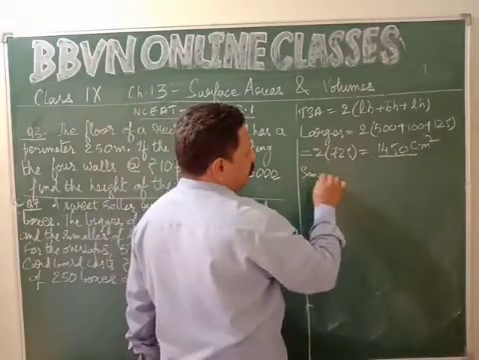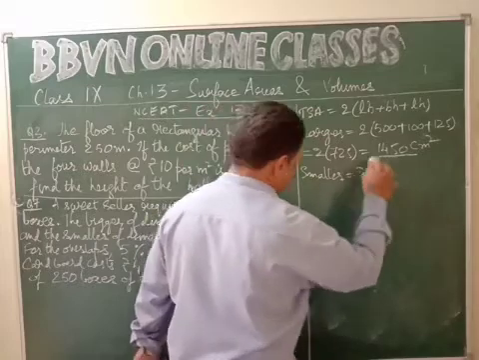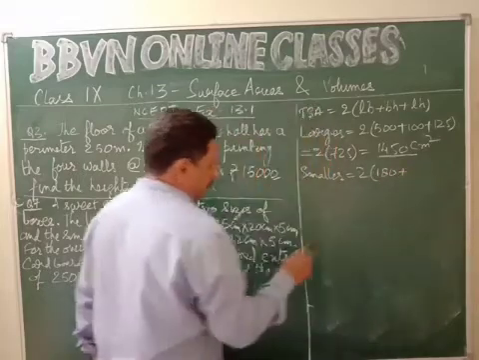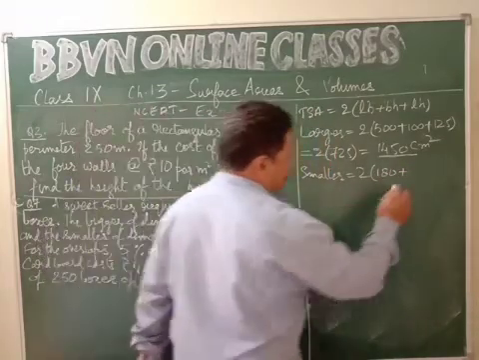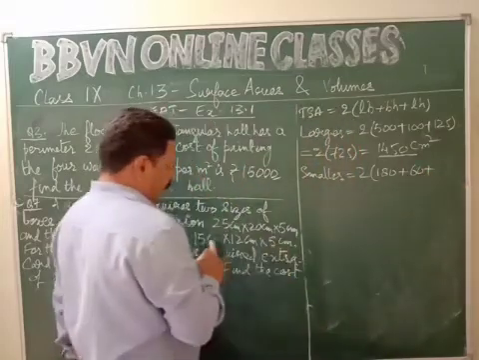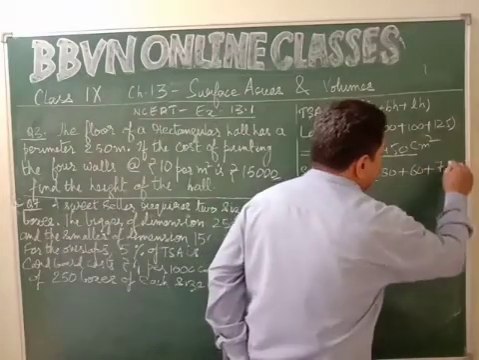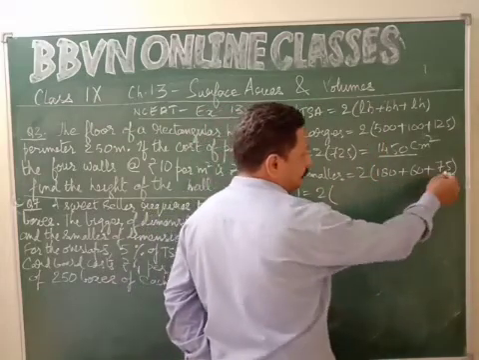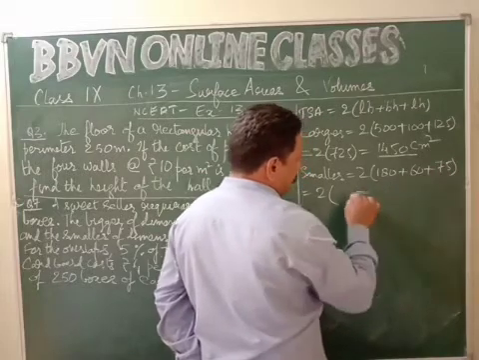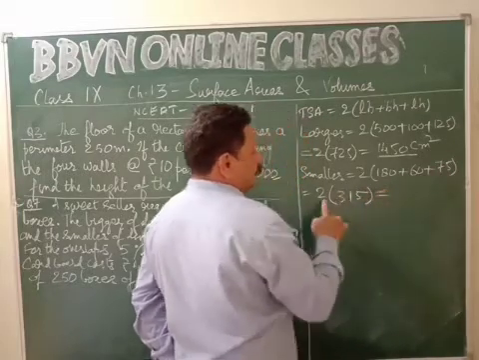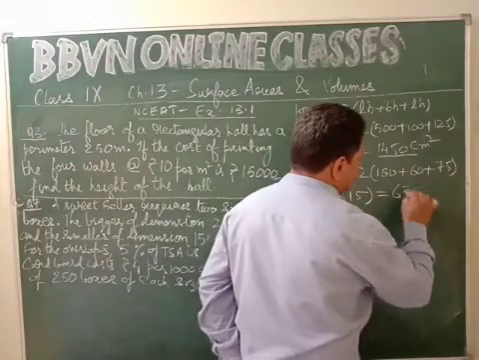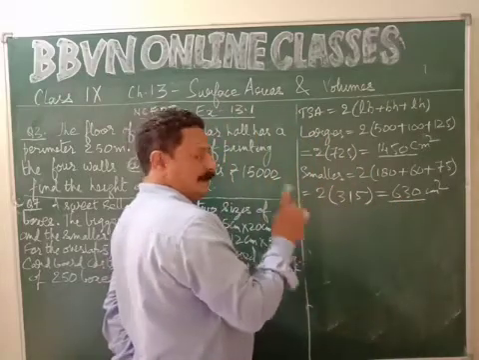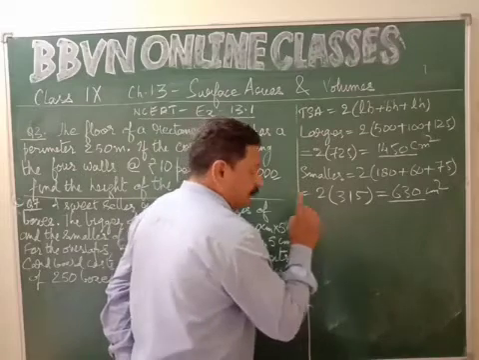Let's talk about the smaller box. 2 times L into B, 15 into 12 is 180, plus B into H, 12 into 5 is 60, plus L into H, 15 into 5, that is 75. This becomes twice. Let's add 180 plus 60 plus 75, that is 315. Twice 315 becomes 630 centimeter square. This is the total surface area of the smaller box. Now, how many boxes do we need?